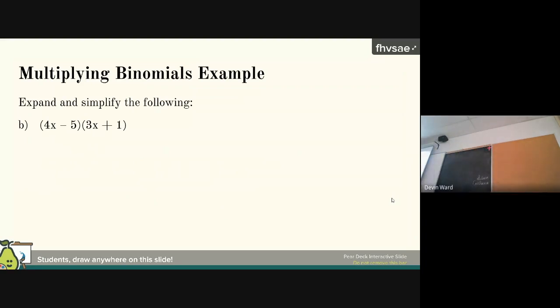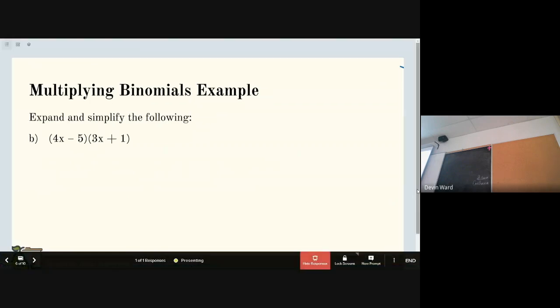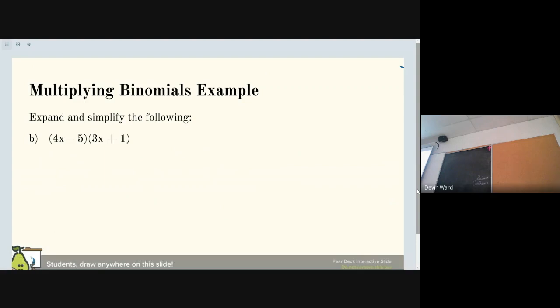Okay, so 4x minus 5 times 3x plus 1. So this time, instead of just having x, we have a coefficient with x. But just multiply the coefficients together and multiply the variables together, okay? Same thing, just adding a number out in front.